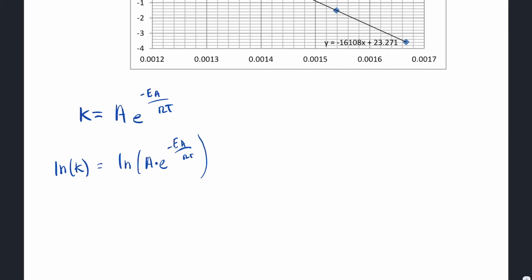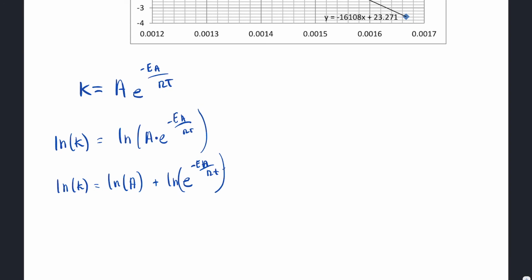Remember, this is a product in between here, so we can separate that into addition. So it's going to be the natural log of k equals ln of A plus ln of e to the negative Ea over RT. When we do that, taking the natural log of e will cancel out the natural log in that. So we're left with just ln of k equals negative Ea over RT plus ln of A.